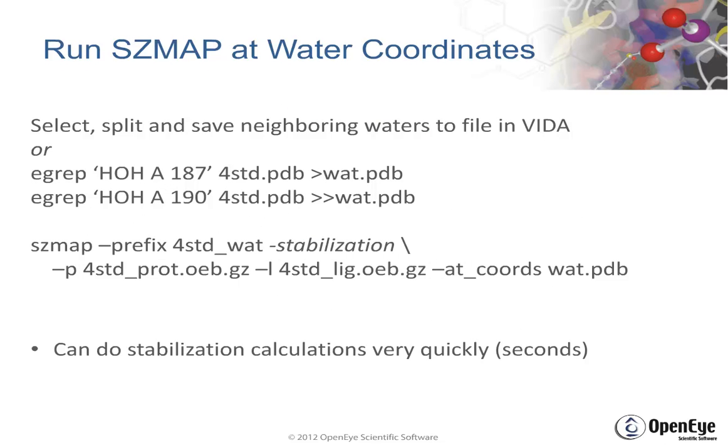To use the two crystallographic waters closest to the ligand, you need to split them from the original 4std.pdb file. On Linux or OS X, you can separate the water molecules by using the egrep utility program, as shown on this slide. You can also split the waters using Vida or a text editor. Next, you run SZMAP with the -add coords flag and the file containing the two waters as the command line argument.